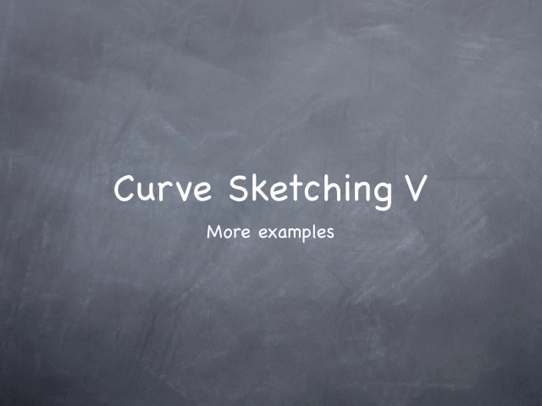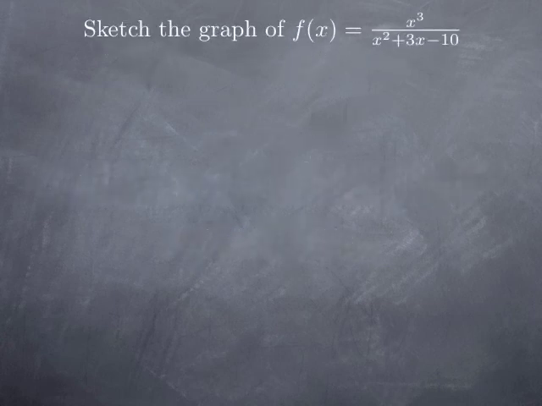Continuing with our curve sketching example, we're going to go through one more example that is somewhat more sophisticated. This time we want to sketch the graph of the function x cubed divided by x squared plus 3x minus 10. It's a rational function, and so the first problem is to find the domain.